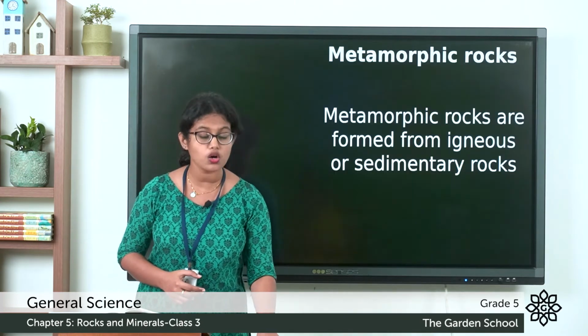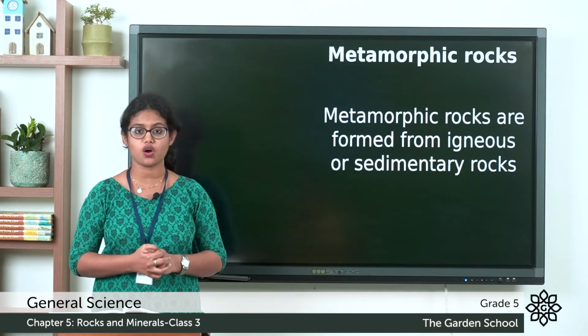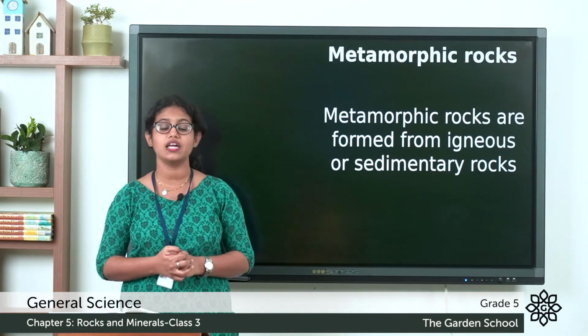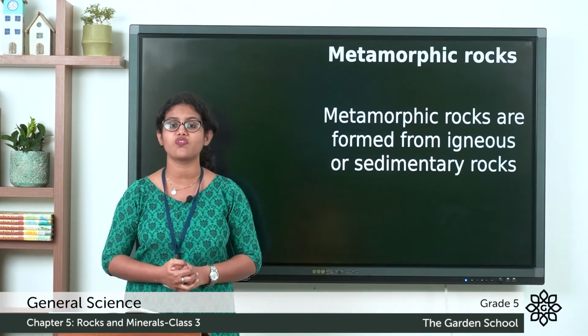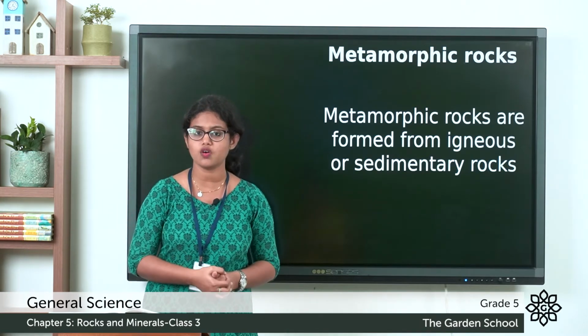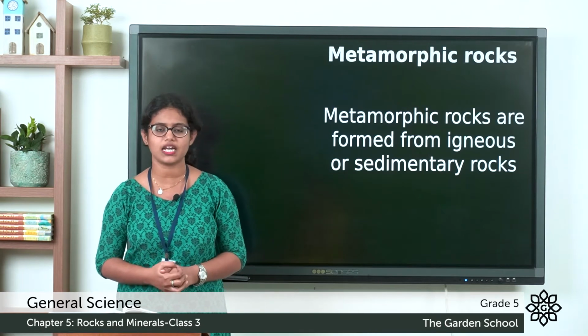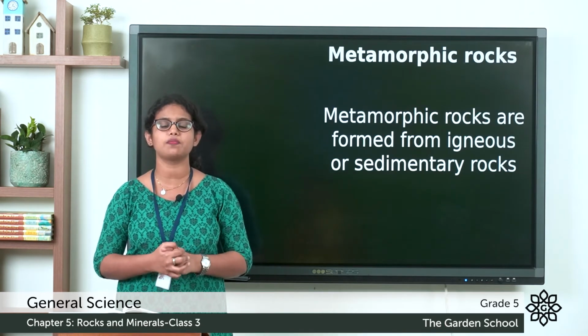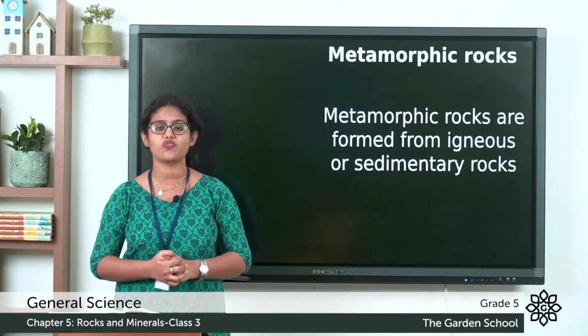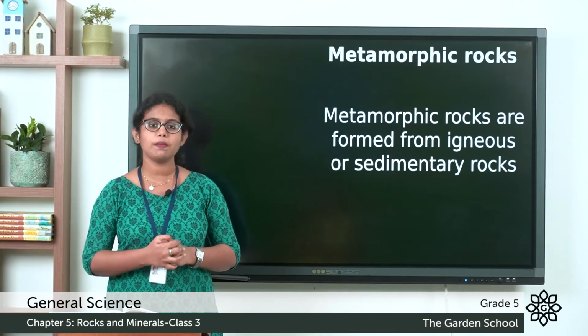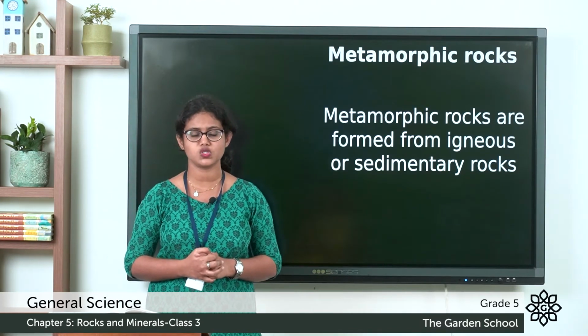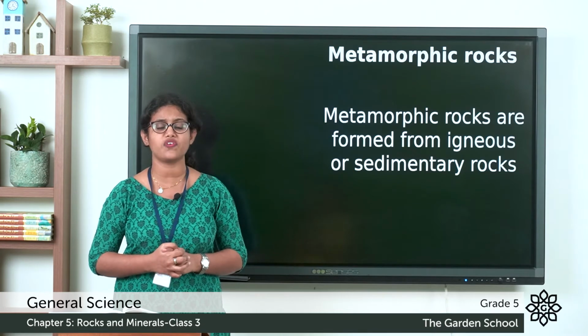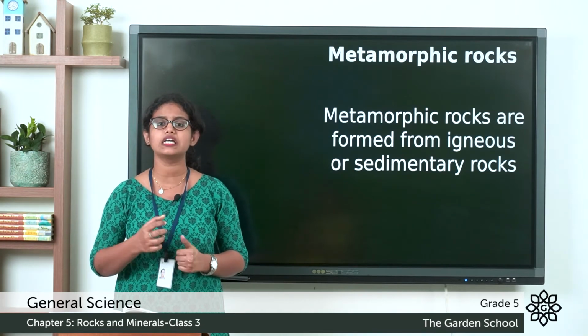So now let's move on to the third type of rock. Which is the third type of rock? That is the metamorphic rock. So we learnt about igneous rock, we learnt about sedimentary rock, and the third type of rock is the metamorphic rock. So coming to the word metamorphic, this word has been derived from the Greek word.